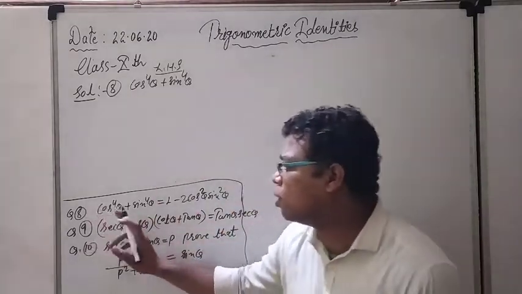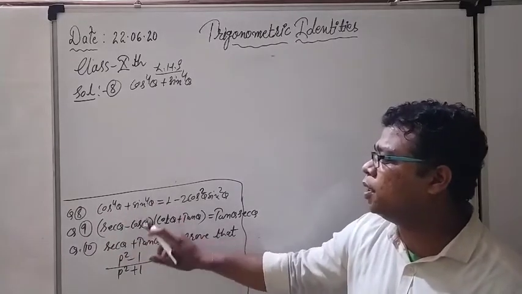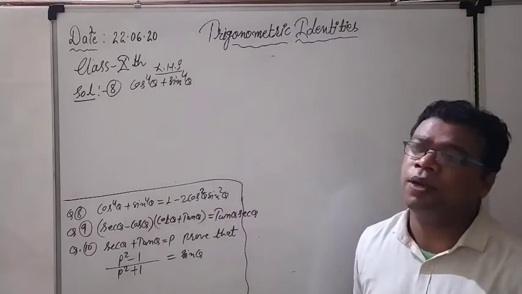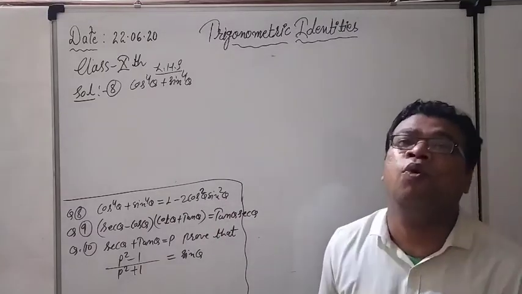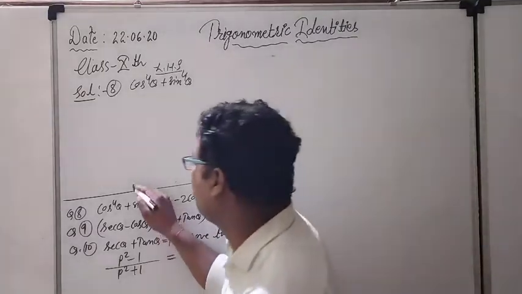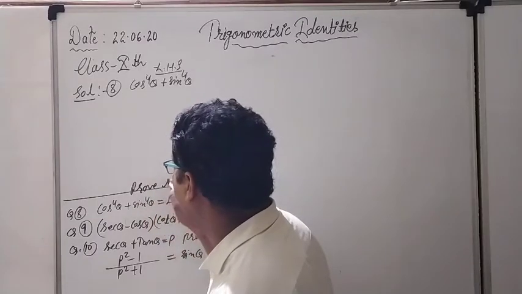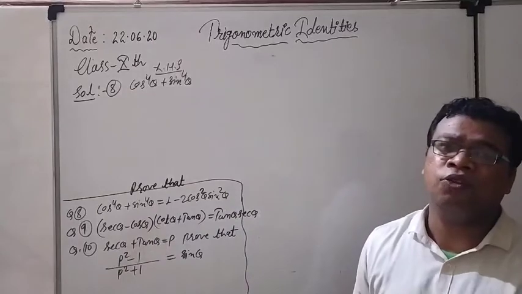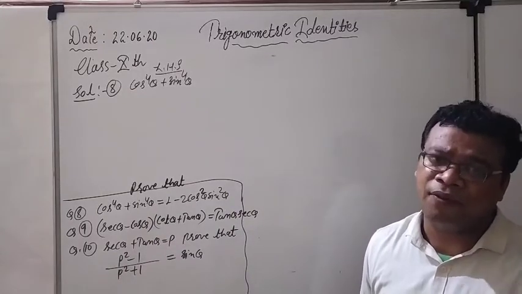Question number 8: (cos^4 theta plus sin^4 theta) is equal to 1 minus 2 cos square theta sin square theta. That is the question that we have to prove. This is a prove-that question. In all such questions, the left hand side should always be equal to the right hand side. That we have to prove.